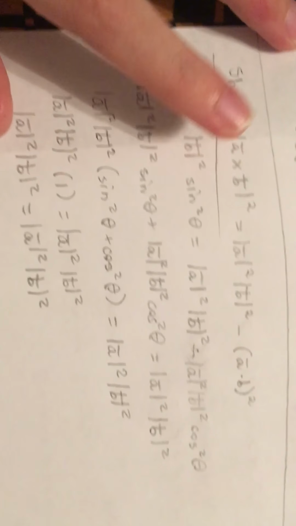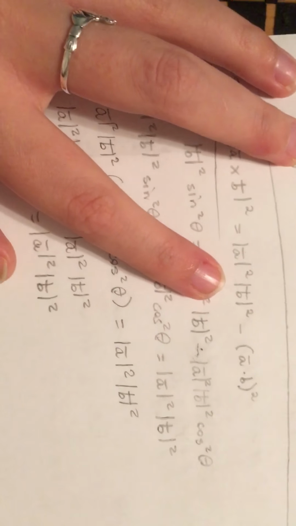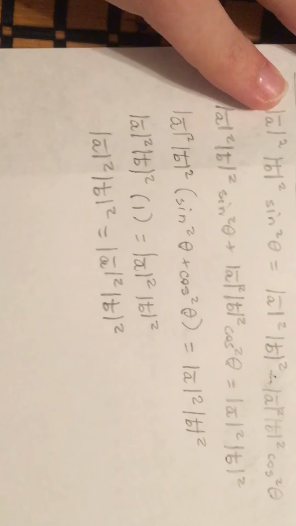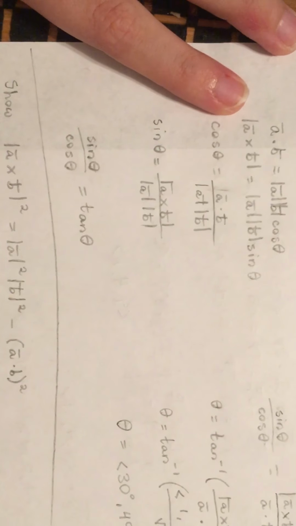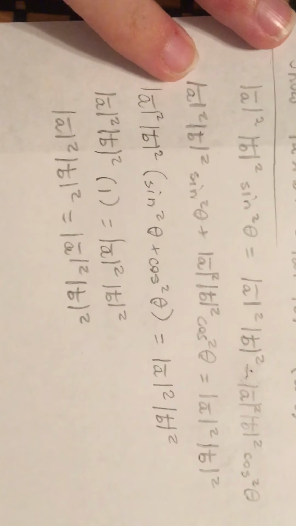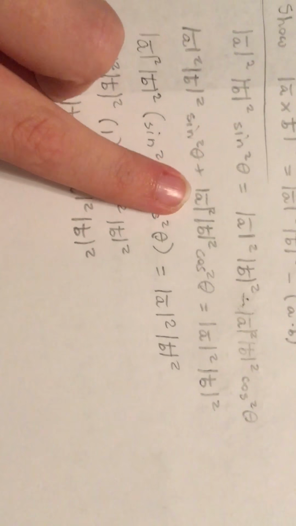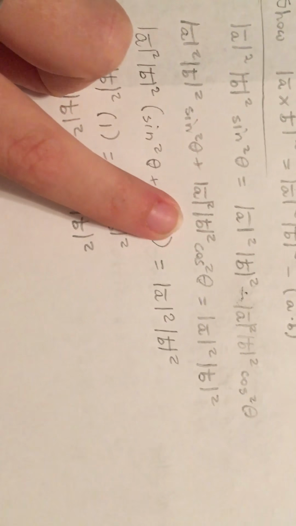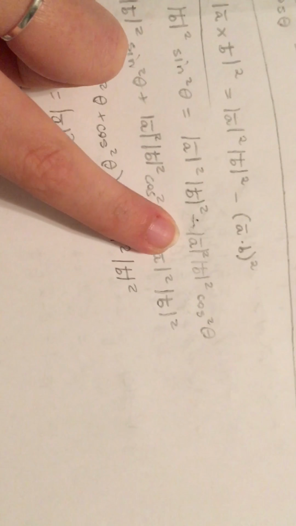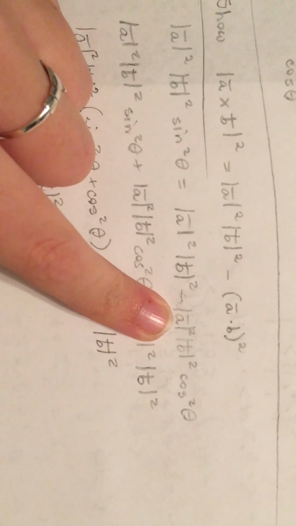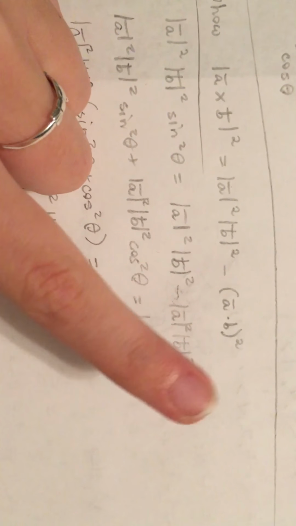cross product of the magnitude of A and B squared is equal to the magnitude of A squared and the magnitude of B squared minus the dot product of A and B squared. So if we write out the formulas that we used here with cosine of theta and sine theta, those identity formulas, we get the magnitude of A squared times the magnitude of B squared times sine squared of theta plus the magnitude of A squared times the magnitude of B squared times cosine squared of theta equal to, minus the dot product, the magnitude of A squared times the magnitude of B squared times cosine squared of theta.